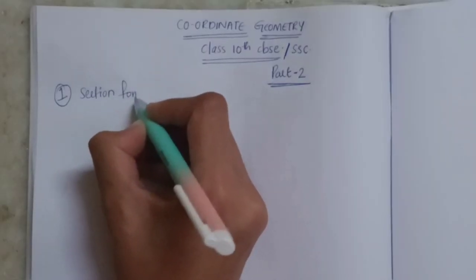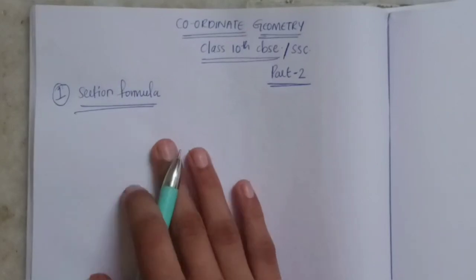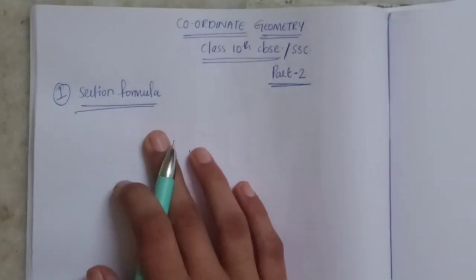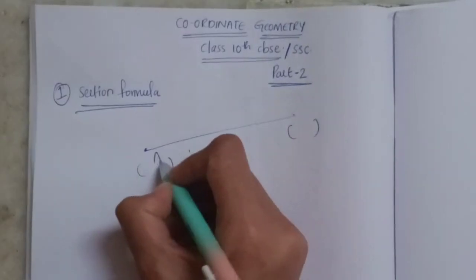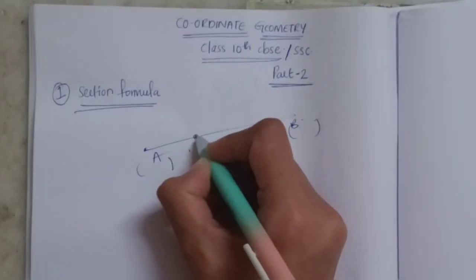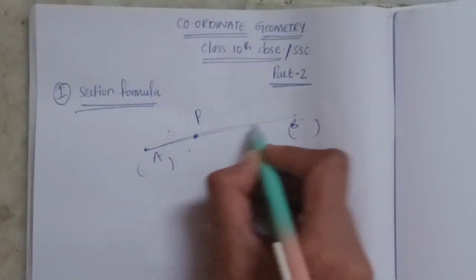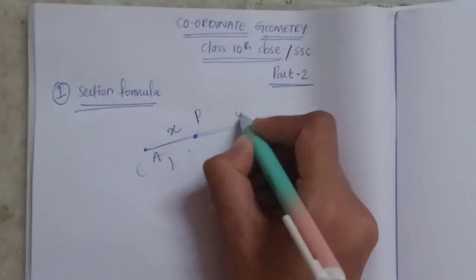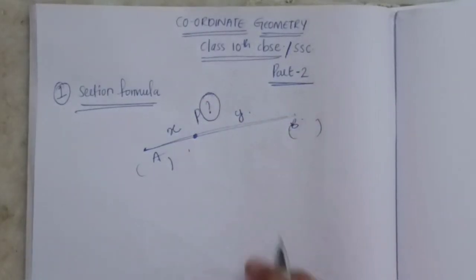Section formula is one of the examiners' favorite topics. First, let us have a basic understanding of what section formula means. They will give two points, point A and point B, and they will say a point P is located somewhere in between them and divides the line segment formed by these points in a certain ratio, like x is to y. So we need to find the coordinates of the point.